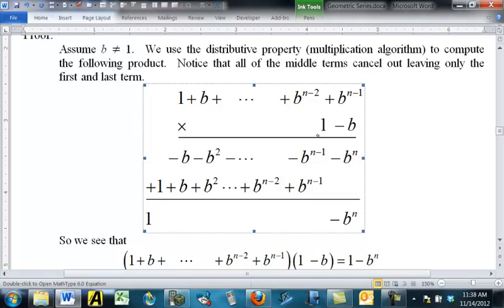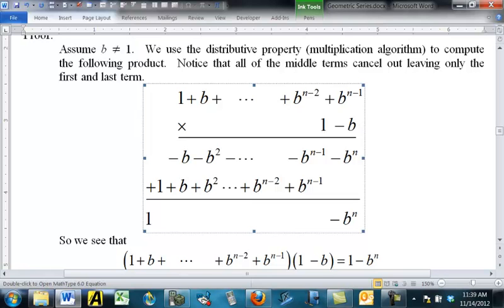When you multiply everything by 1, they stay the same, but if I line up like terms, they line up like this. And if you notice, all of these middle terms, you're going to have one positive and one negative, so they cancel out. And the only thing left standing is this 1 at the beginning, and then the minus b to the n at the end. So if you write that out this way, you see that basically all we used there was just the distributive property, the same way we use it to do multiplication of multi-digit numbers. We're using exactly the same algorithm there.